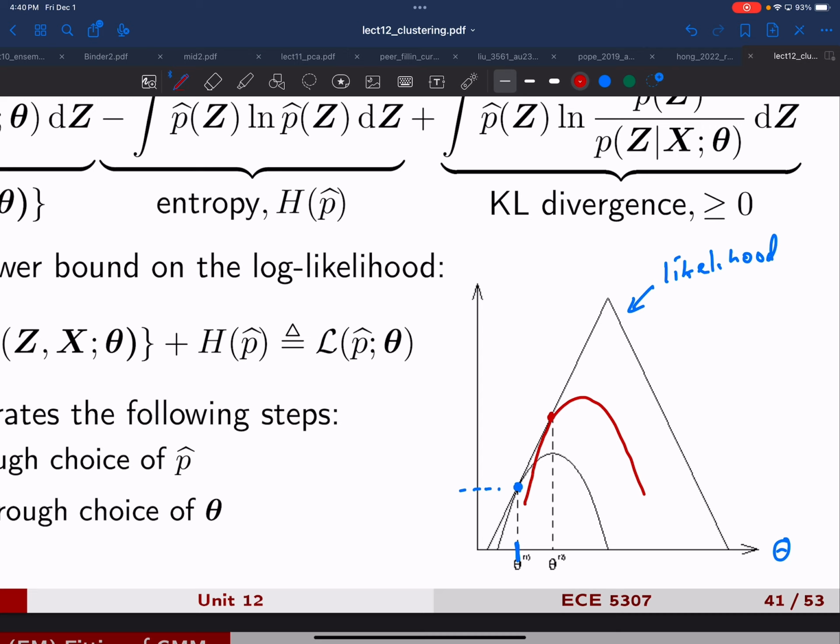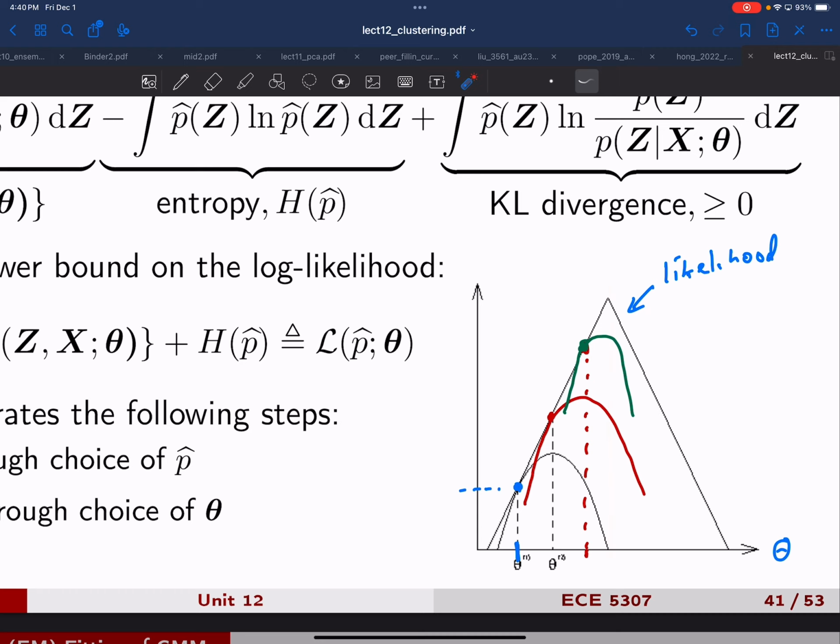Because this is a nice friendly lower bound, I can maximize it, and the maximum is now going to be here, and that allows me, now I have a better guess, now I can do another tight lower bound. I'll do it in green. Maybe it looks like this, and so on. And you can see this is getting closer and closer and closer to the peak, which is really where I want to be, right? That's where the peak is.